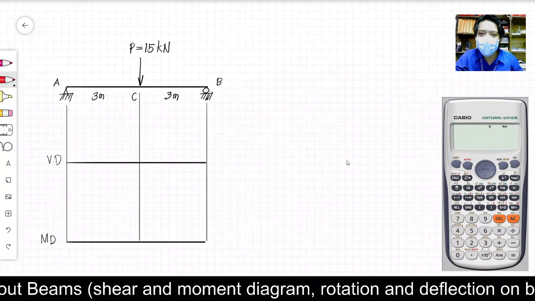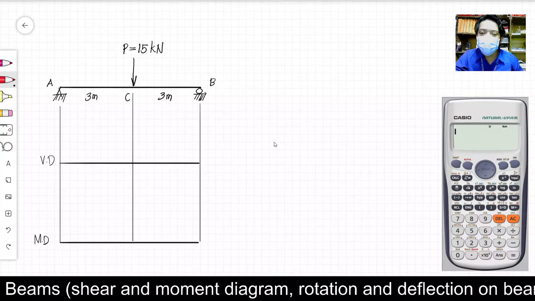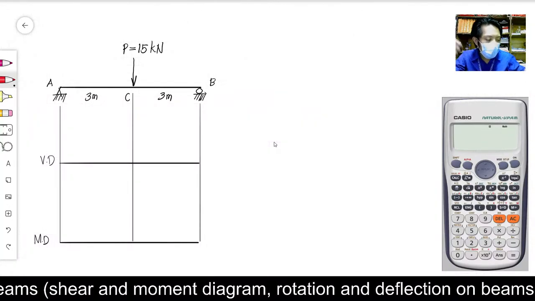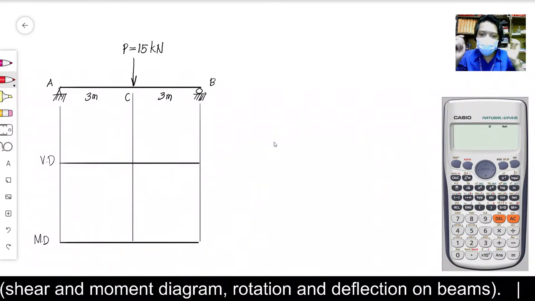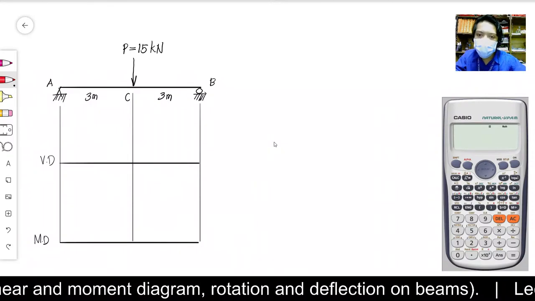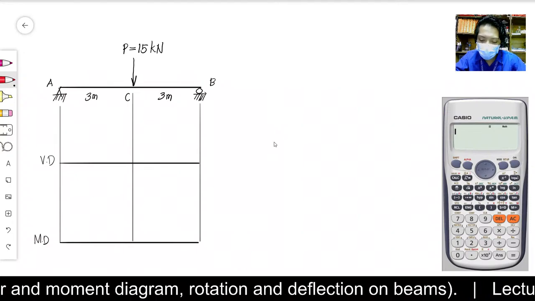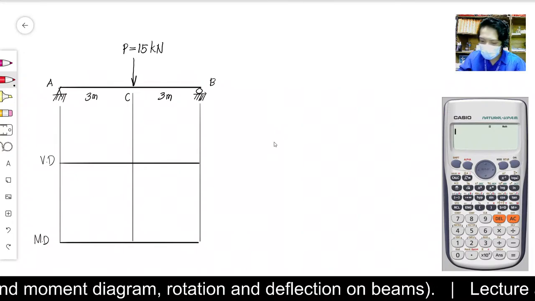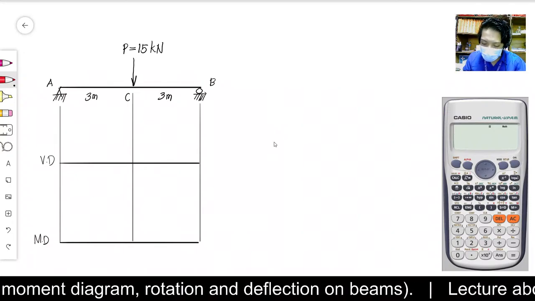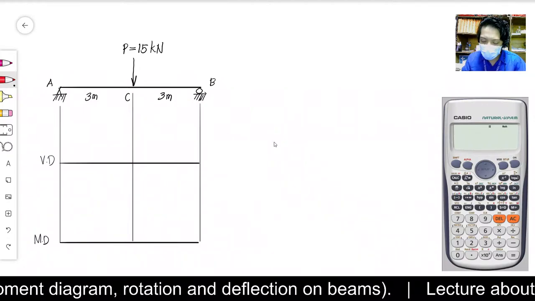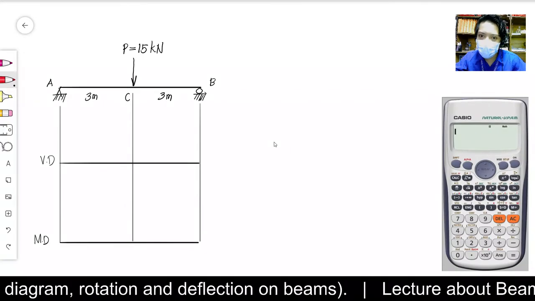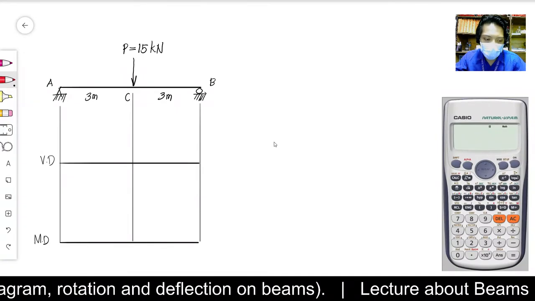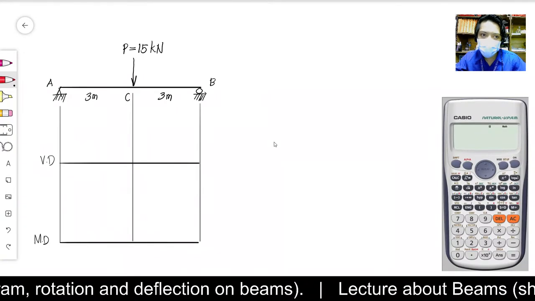Okay, so I have here an example. We are to construct the shear and the moment diagram. Okay, this is just a short recap. So for us to construct the shear and moment diagram, of course, step number one is to always solve for the reaction. Right? Always try to solve first for the reaction.